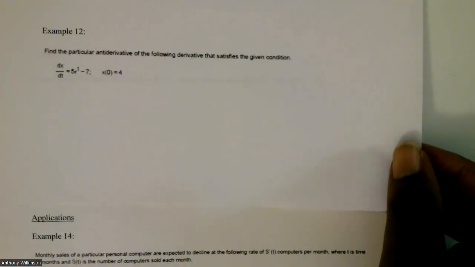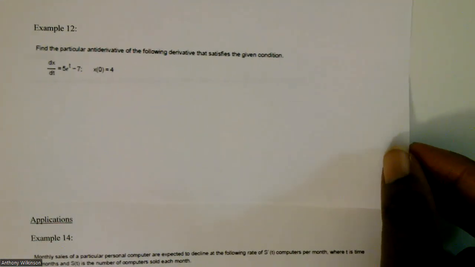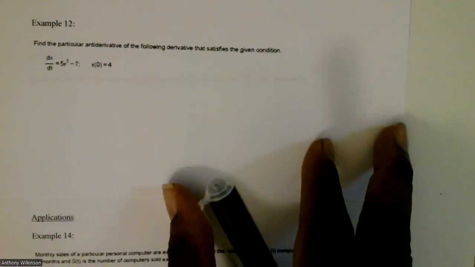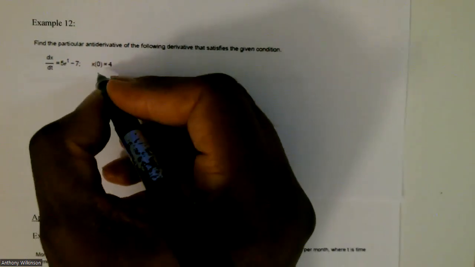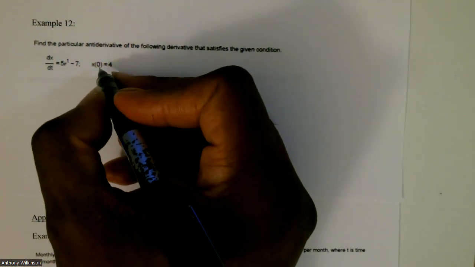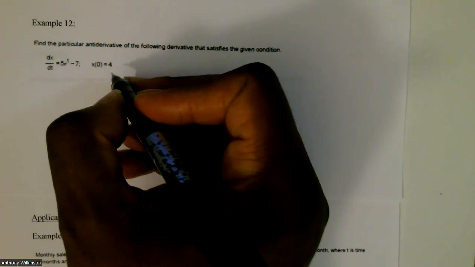Now let's say we had this. Find the particular antiderivative of the following derivative that satisfies the given condition. Here we got dx dt is equal to 5 e to the t minus 7, and here x of 0 is equal to 4. That means when your t, in this case, is 0, then x of t will be equal to 4.